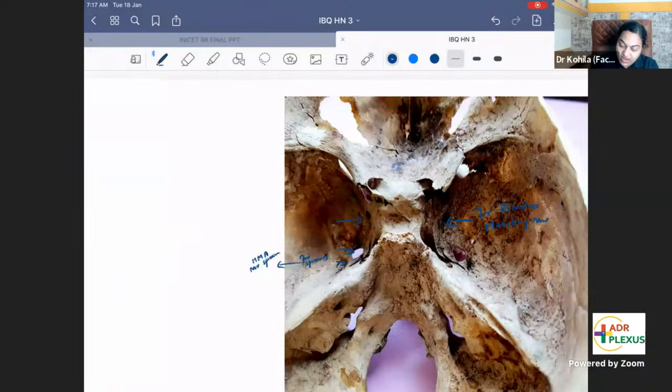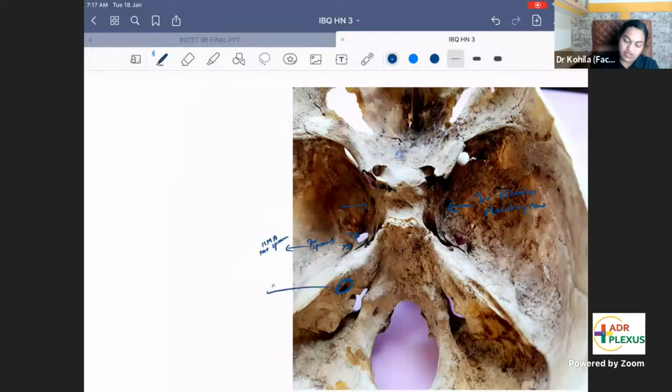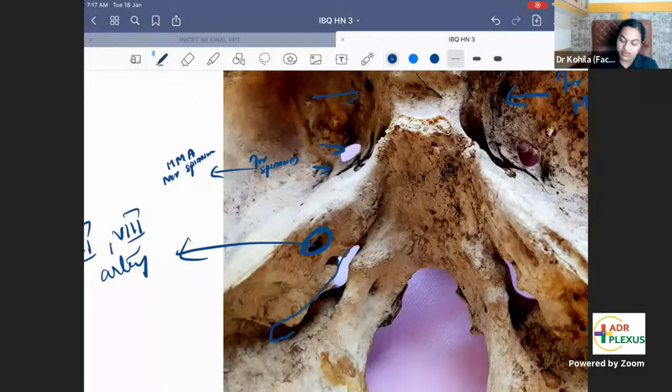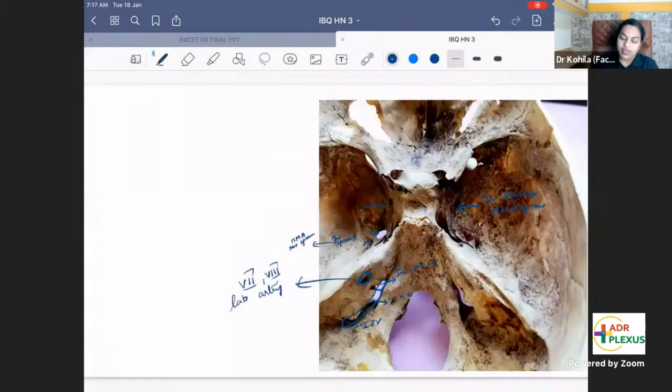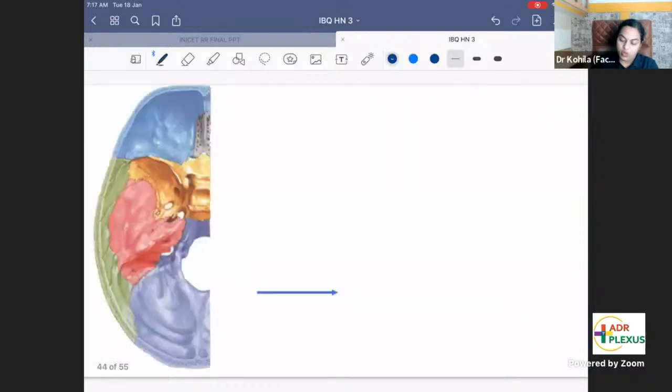Okay. This is the internal acoustic meatus, which transmits the 7th nerve, 8th nerve, and labyrinthine artery. Jugular foramen, yes. The anterior part of the jugular foramen transmits the inferior petrosal sinus. The intermediate compartment, 9th, 10th, and 11th cranial nerve. The posterior most compartment, where the sigmoid sinus is going to continue as internal jugular vein. Okay. So we'll start our questioning session now.